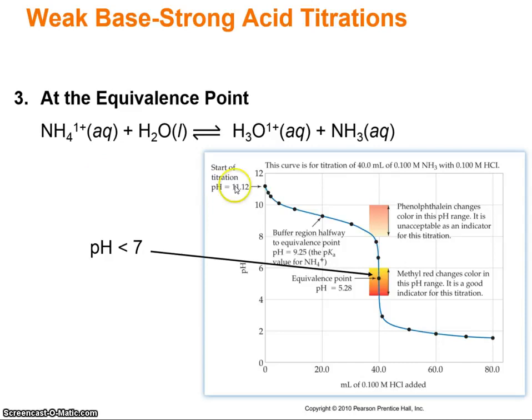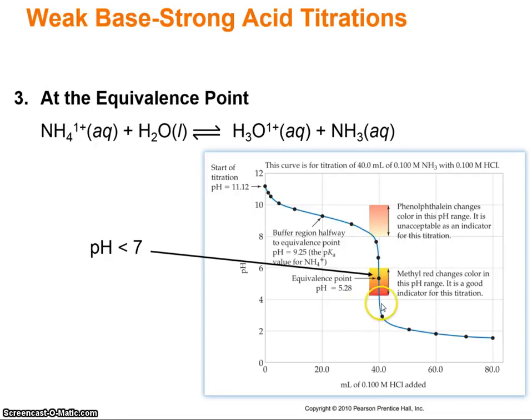As I keep going and I add more, I'm going to reach the equivalence point. I will have added in an equal number of moles of titrant and titrate. So the moles of H3O+ added are equal to the moles of NH4+ that I started with. And at this point, I've reached the equivalence point. You notice that this transition is happening over a range of about 4 to 6. So phenolphthalein will not work for this titration, but methyl red will.